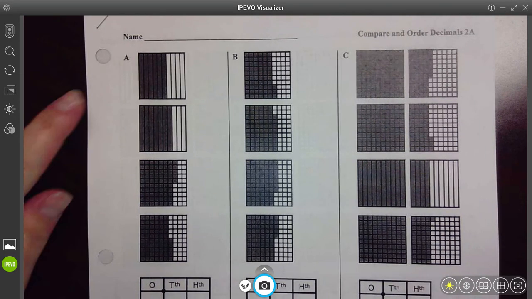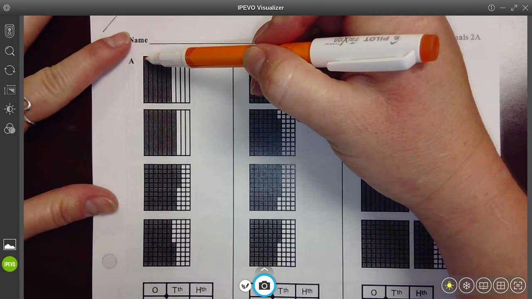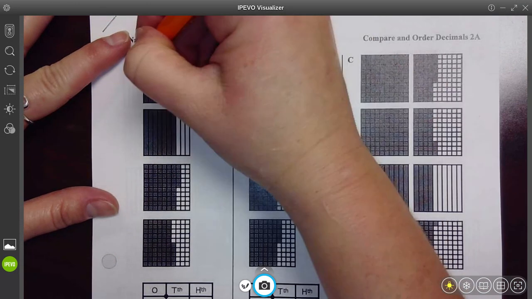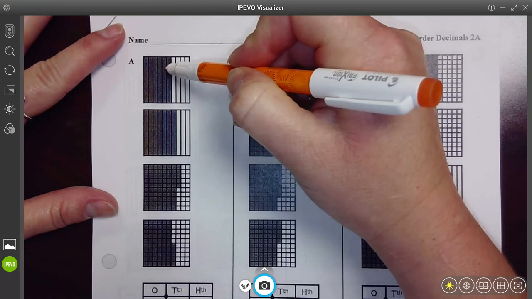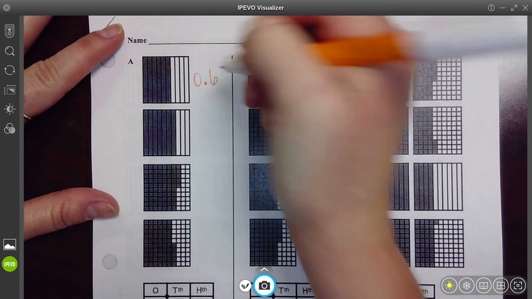So they give us four models. Okay. Take a look at this first one. These are tenths, and I know these are tenths because it's out of 10 in all. So in there, it's all the way sticks. They go all the way. Those are tenths. So 1, 2, 3, 4, 5, 6. So that's 0 wholes and 6 tenths.